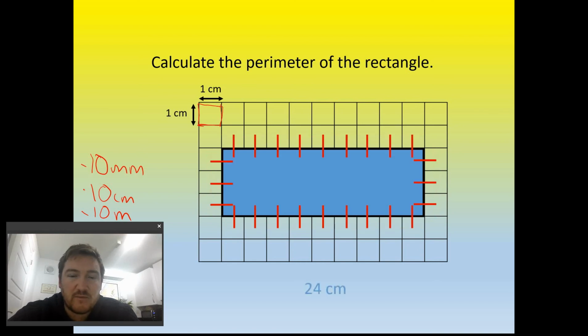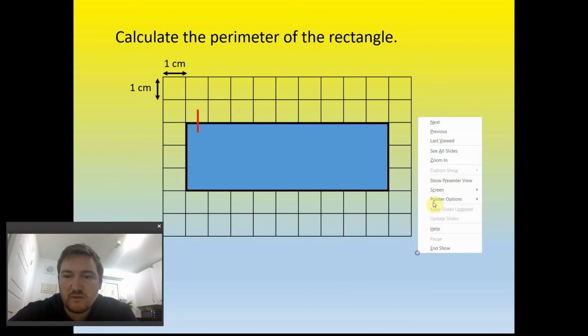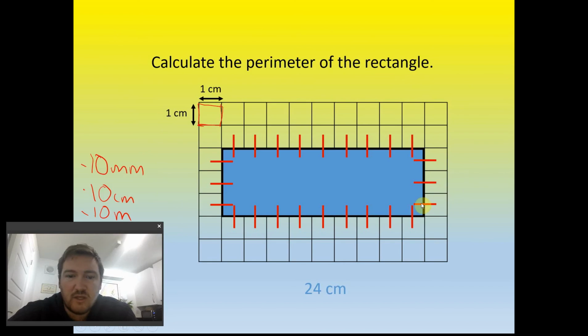Okay, so we can essentially count. So 24 centimeters, and we can tell that by 1, 2, 3, 4. Sorry, 1, 2, 3, 4, 5, 6, 7, 8.